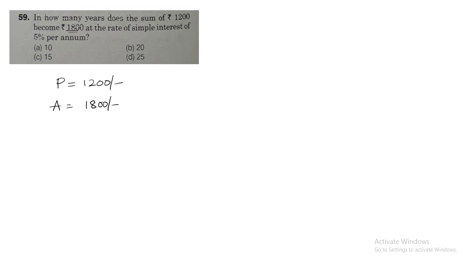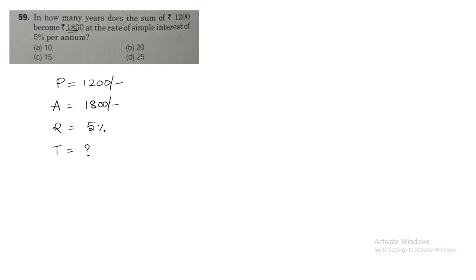Okay, next what he has given, at the rate of simple interest of 5% per annum. So rate of interest is given as 5% per annum. Now he is asking in how many years. So in how many years means he is asking about time. So T is what you are asked to find, right?